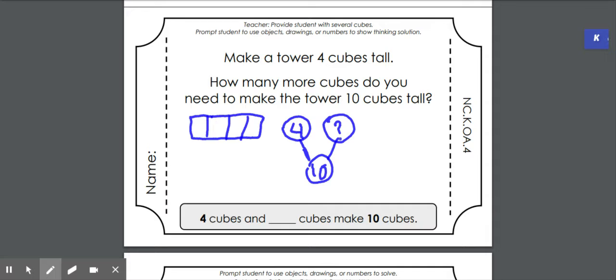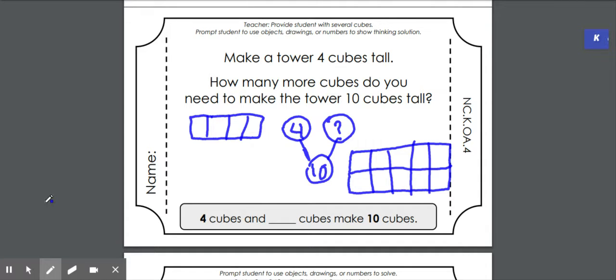Okay. What do we work with in the classroom that has 10 spaces? A 10 frame. How about we draw a 10 frame? Let's do it. All right. There's our 10 frame. Now, our tower already has how many cubes? 4. You're right. So let's do 4 on our 10 frame. Here we go. Now, how can we use that 10 frame to figure out how many more cubes we need to make 10?